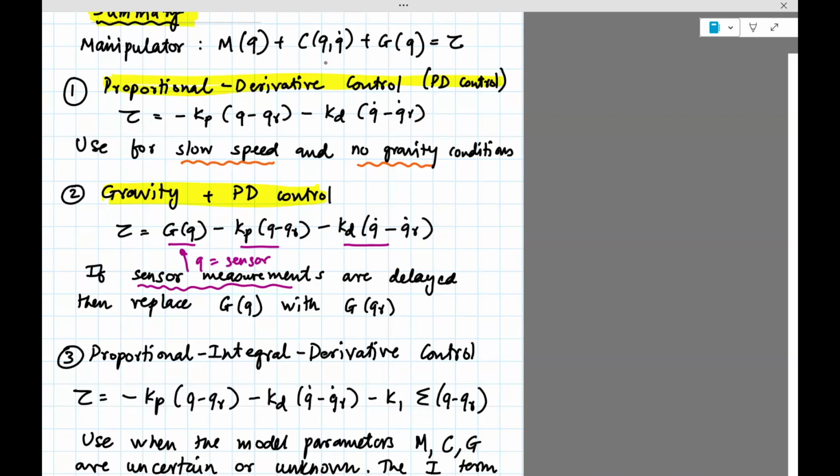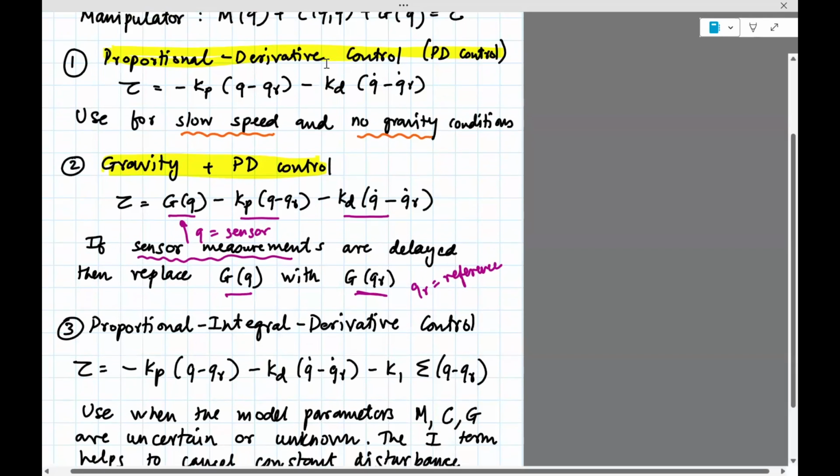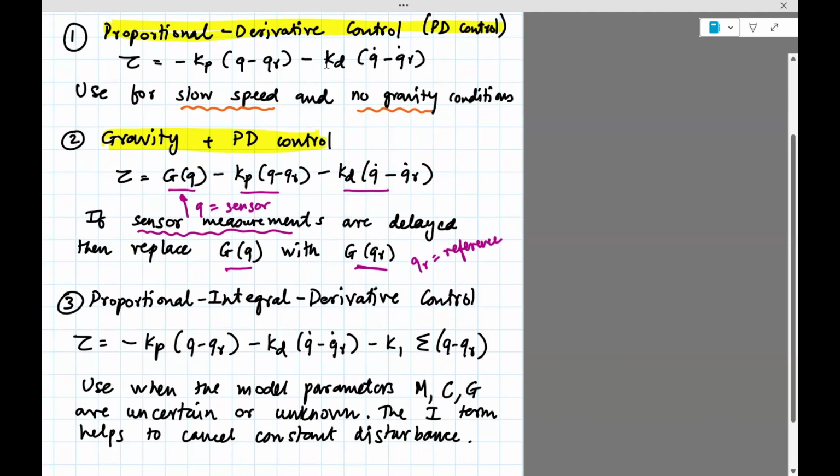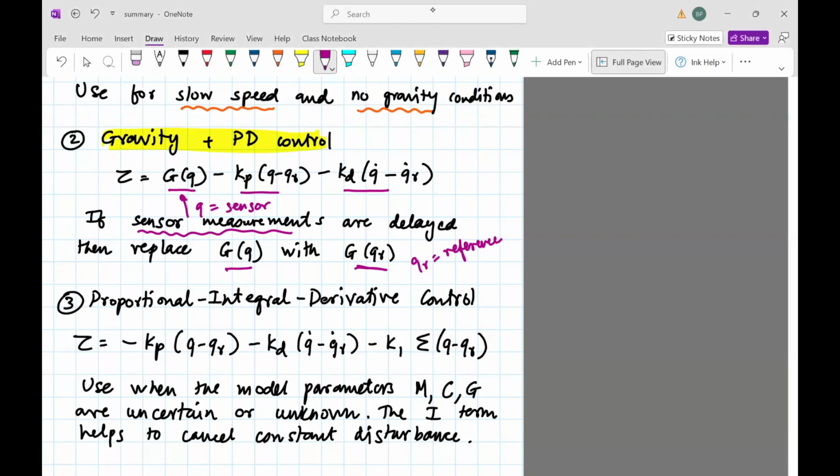Then you just replace G(q) with G(q_r), where q_r is the reference, and the reference is something which you compute offline or online, but that's known, so you don't have to rely on sensors. Okay, so there's actually two controllers sitting here. One is with sensor feedback from G and one with no sensor feedback.